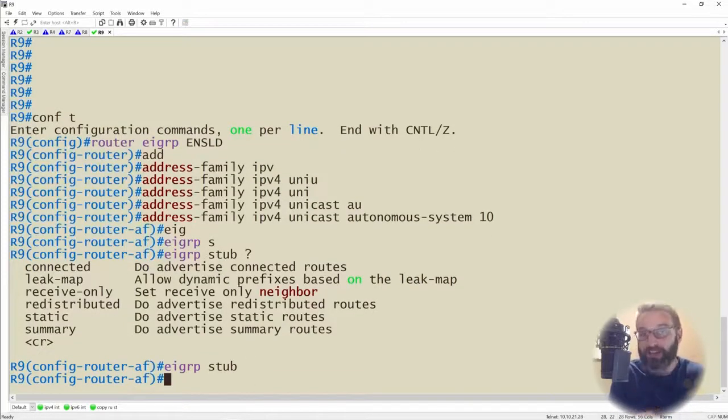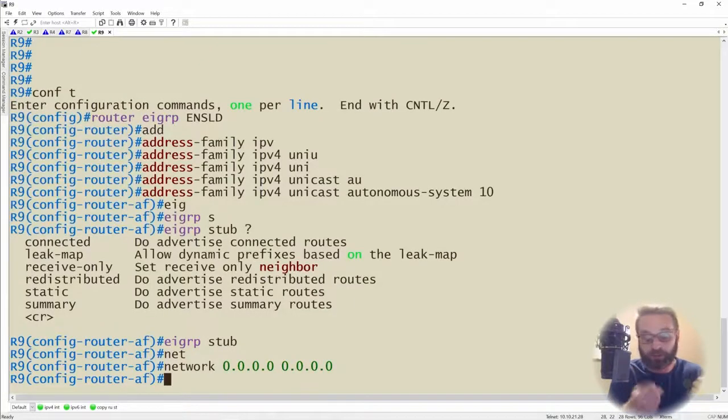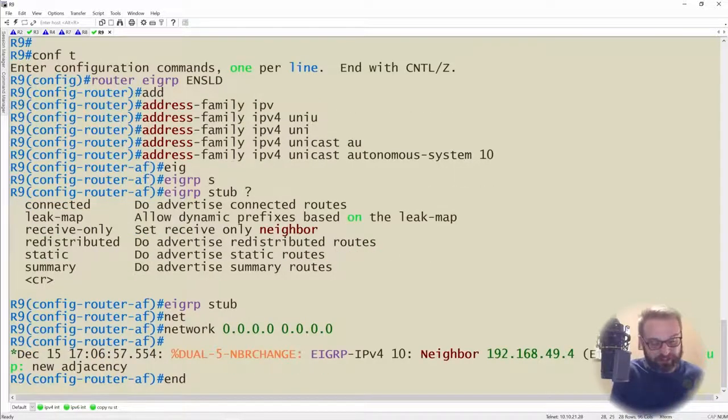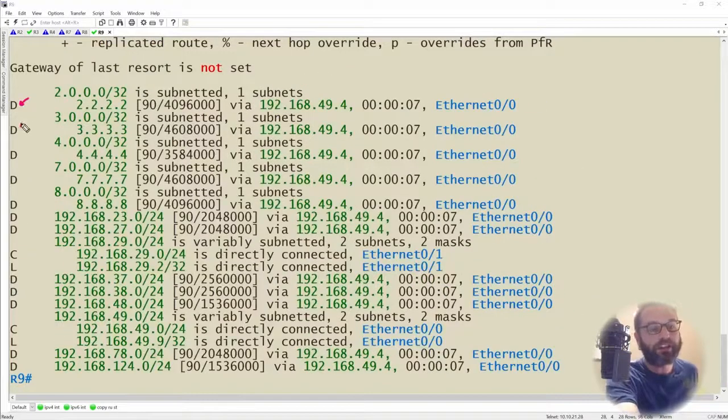Now I can advertise my directly connected routes as well as a summary route. I'll type in the network command, and the adjacency will come to life in just a second. Here we go. The adjacency comes to life. If I give it a show ip route, there we go. We see all of these Ds here. We were able to learn routes from our neighbors, but all of these D routes were not forwarded to any other neighbors. Therefore, we cannot be a transit router because we're not advertising any other routes. And beyond that, because we told our neighbors that we are a stub, they will not send us any queries. That's a big part of limiting the query domain.